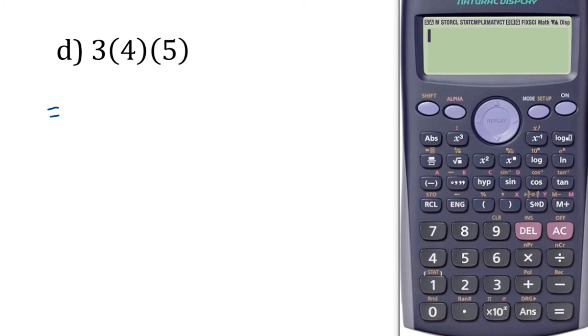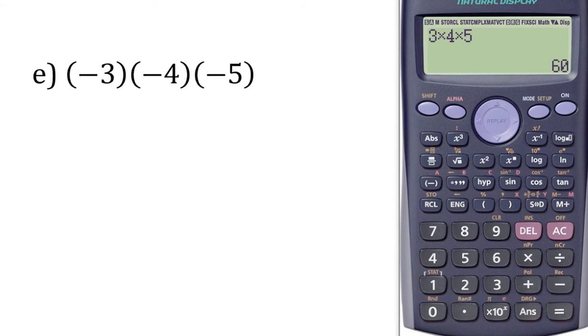Okay, there's no brackets for BEDMAS here. These brackets just mean multiply. So this is 3 times 4 times 5. 3 times 4 is 12. 12 times 5 is 60. So we get positive 60. There's no negatives, so we don't even have to worry about it.